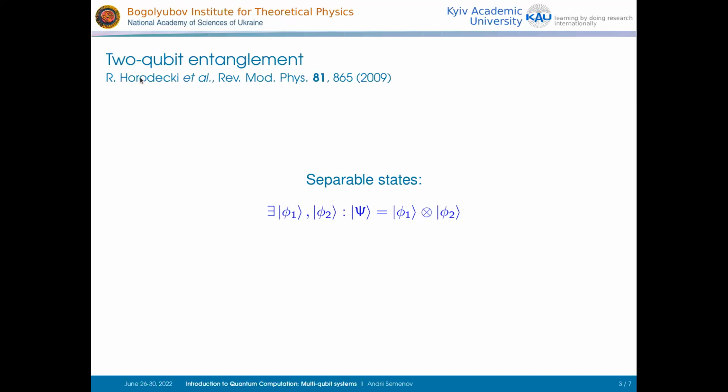Among a lot of states, let's say now 2-qubit states, there are states which are entangled, and there are states which are not entangled. And it is easier to define what unentangled states, or separable states, are.